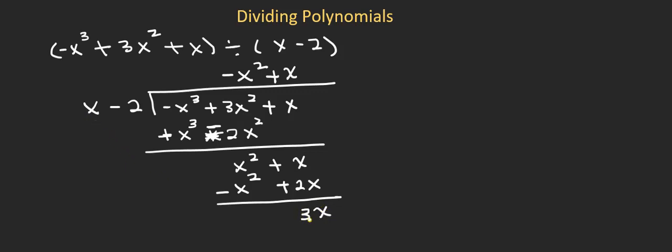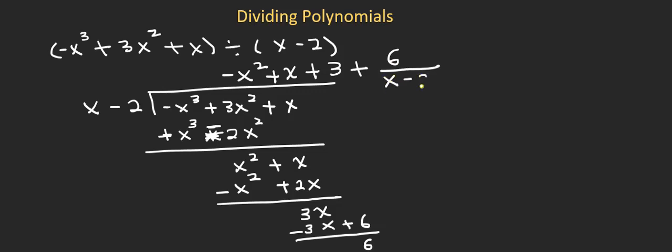And x times what is 3x? Positive 3. So distribute, you get 3x minus 6. Change the sign, you add them up, you get 6. And x cannot go into 6, so 6 is our remainder. So you get positive 6 over the divisor, which is x minus 2.